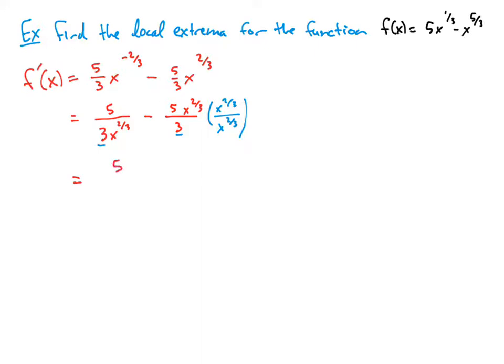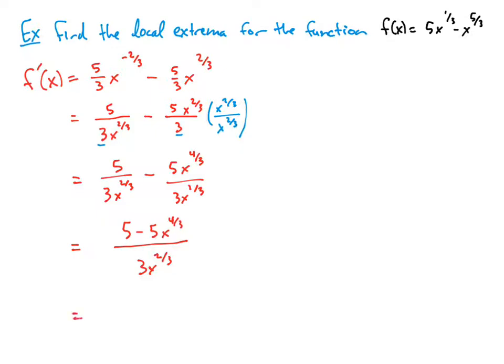So we'll have 5 over 3x to the 2/3 minus 5x. When we multiply x to the 2/3 times x to the 2/3, we add the exponents, so that's going to be 4/3, divided by 3x to the 2/3. Now we can write this as a single fraction divided by 3x to the 2/3. Then I'm going to do one last thing: factor out a 5 in the numerator. So 5 times 1 minus x to the 4/3, divided by 3x to the 2/3.